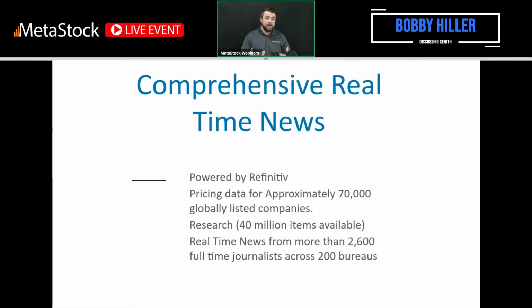I'm going to spend the majority of my time today inside of the actual MetaStock Zenith software, but I want to give you guys a quick overview, and just so I don't mess up all the numbers, I have a couple slides on that. This system, the Zenith, is powered by Refinitiv, and there's pricing data for approximately 70,000 globally listed companies, and over 40 million research items. The software gets its information from over 2,600 different full-time journalists for the news feed, across 200 different news bureaus.